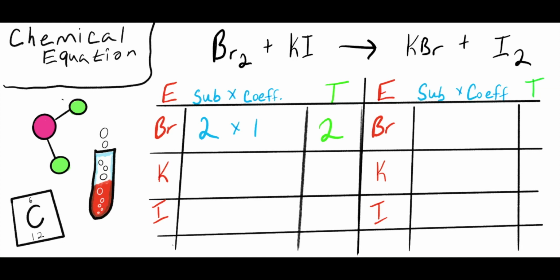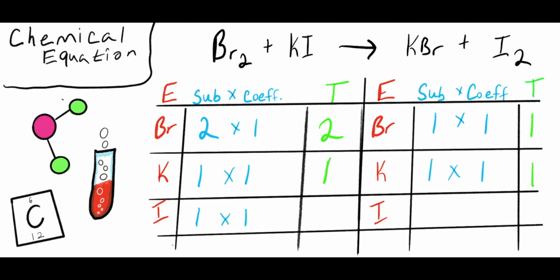On the product side, we have understood 1 as a subscript and coefficient. This gives us a total number of 1 bromine on the product side. Next, we work with the potassium atoms. On the reactant side, there is a total of 1 potassium atom because there is no stated subscript or coefficient. On the product side, we have the same case, so there's a total of 1. Our last element we work with is iodine.